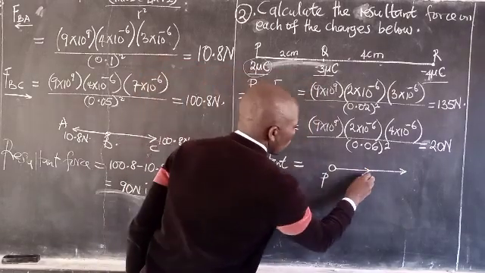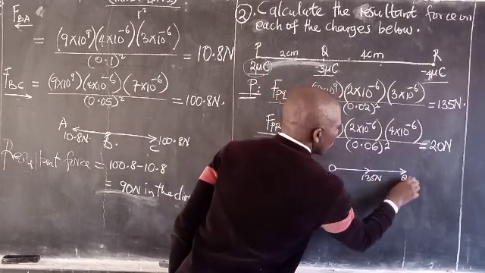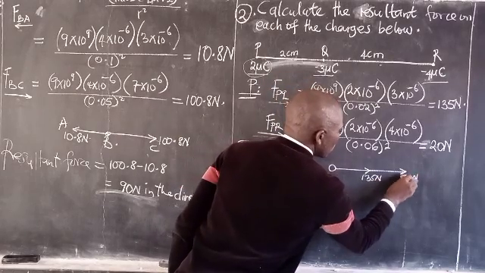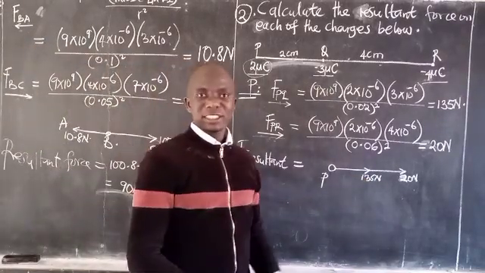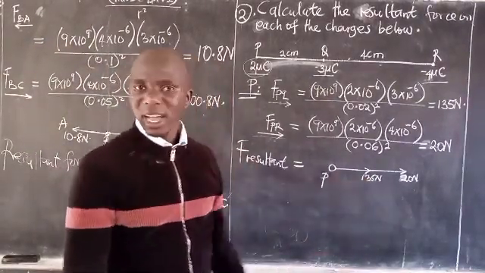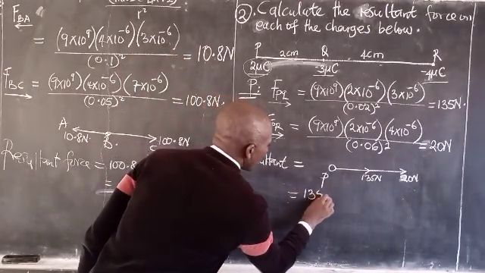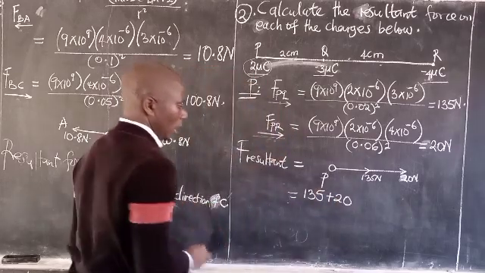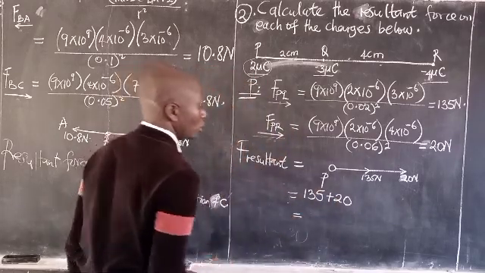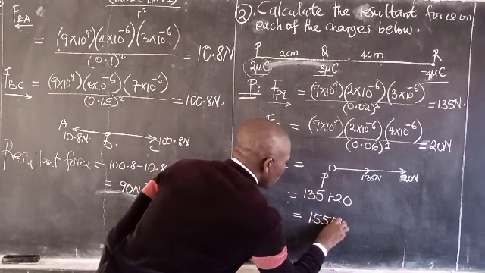This one, 135 newtons. This one, 20 newtons. So how do we get the result? You can see that they are in the same direction. Therefore, we add them. So the resultant force is equal to 135 newtons plus 20 newtons, and this results in 155 newtons.